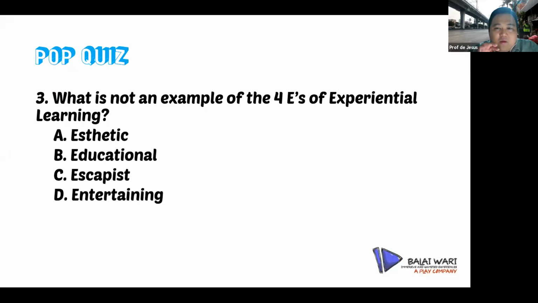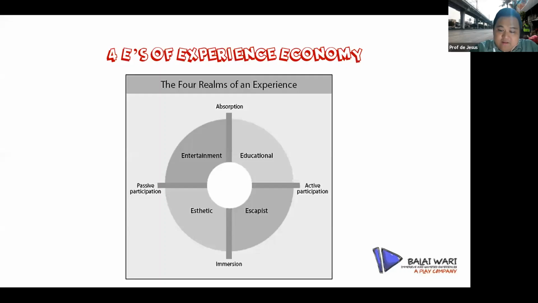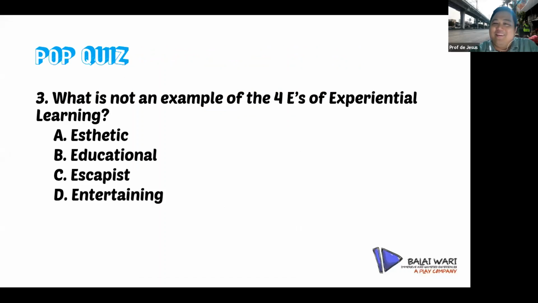so there are some tips on how to make sure to make experiences really deep. And in this case, our pop quiz would be, what is not an example of the 4 E's of experiential learning? So we have aesthetic. Some people, in some references, spell it with an A. Education or educational, escapist, entertaining or entertainment. Maybe you've seen the answers, but what is not an example?